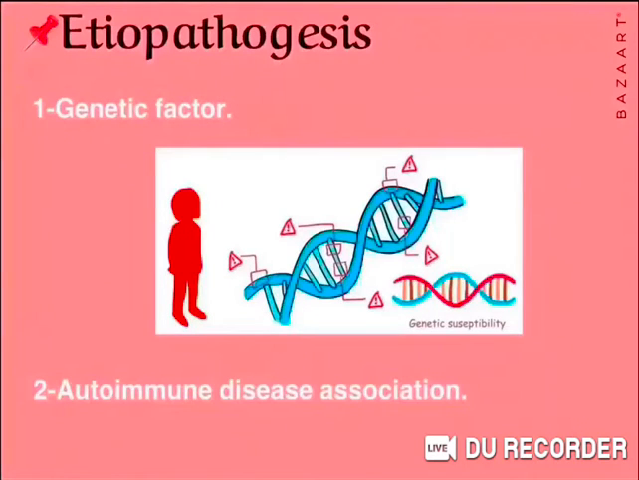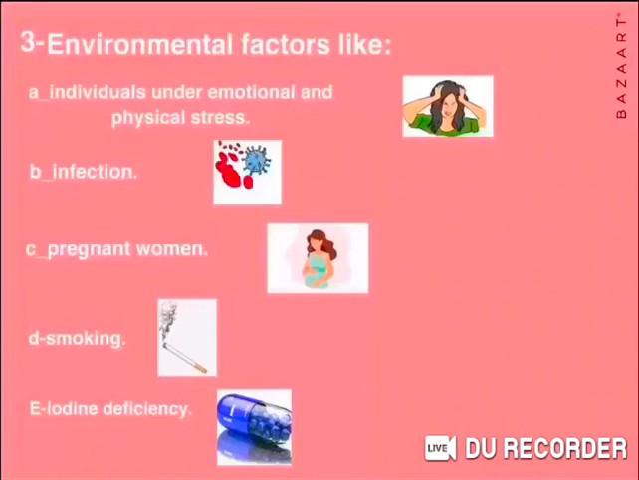And now, what are the factors that lead to Graves' disease? We have many factors. The first one, genetic factors: a family history of Graves' disease increases the chance for this condition. The second one, if we have another autoimmune disease like Hashimoto's or another one, maybe we see Graves' disease with it. The last one, environmental factors, for example, individuals under emotional and physical stress, infection, pregnant women, smoking, iodine deficiency.